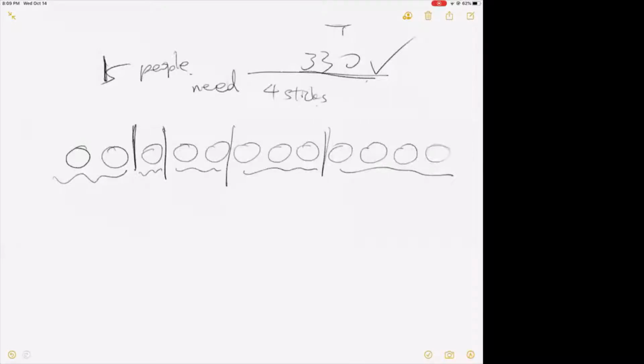Next, since this problem says that no person can have 0, that means no sticks can be on the edges, and no 2 sticks can be on the same spot. Basically we cannot put a stick between 2 adjacent mooncakes and then another stick on the same spot, because then the person between these 2 sticks will have 0 mooncakes. And that person will cry.